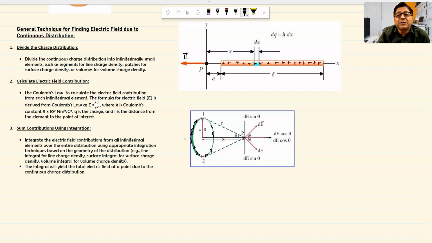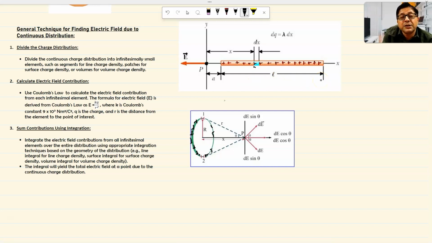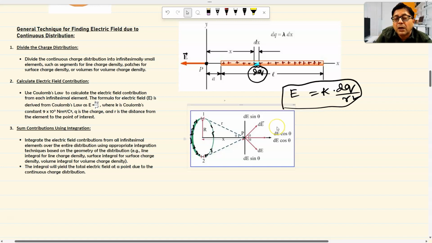Without wasting time, another thing I told you is that when you assume the elemental portion is carrying a small charge, it is like a point charge, and then for the electric field the formula E equal to K dq by r square is to be used. So without wasting time, let us do it for line density of charge first. In this one-dimensional case I am going to show you how to find the strength of electric field at the origin.